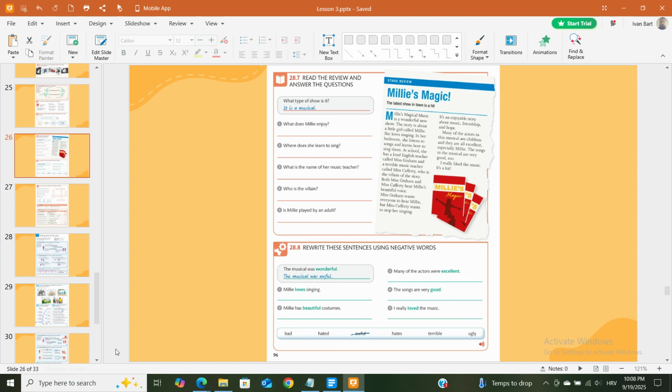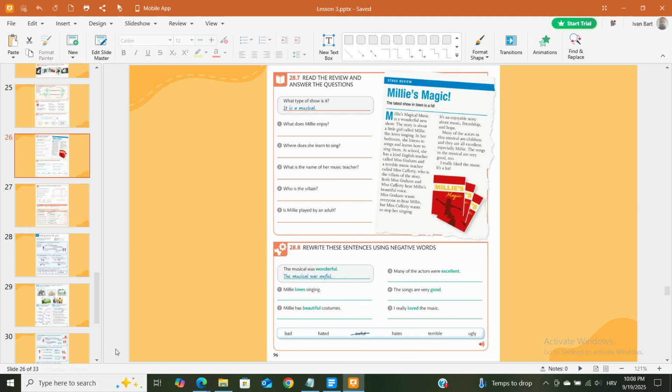Both Miss Graham and Miss Cafferty hear Millie's beautiful voice. Miss Graham wants everyone to hear Millie, but Miss Cafferty wants to stop her singing. It's an enjoyable story about music, friendship, and hope. Many of the actors in this musical are children and they are all excellent, especially Millie. The songs in the musical are very good, too. I really like the music. It's a hit. Millie's Magic. Is Millie played by an adult?